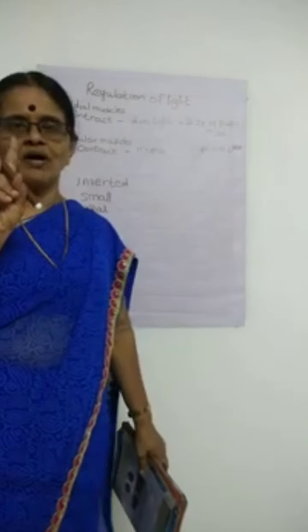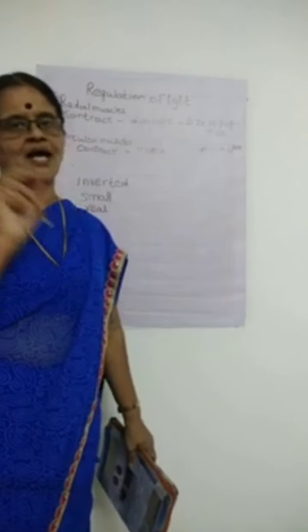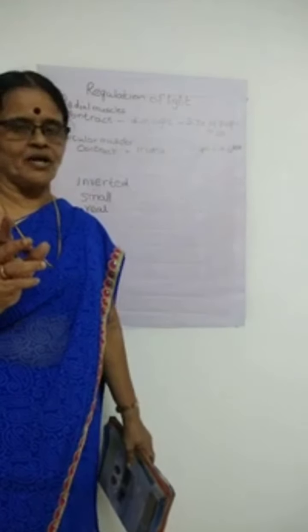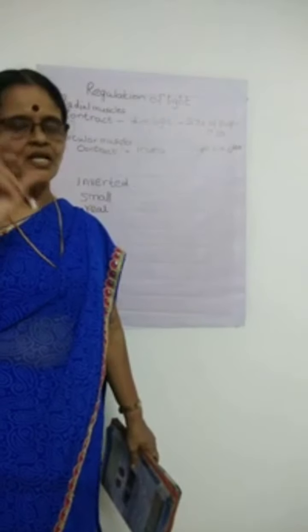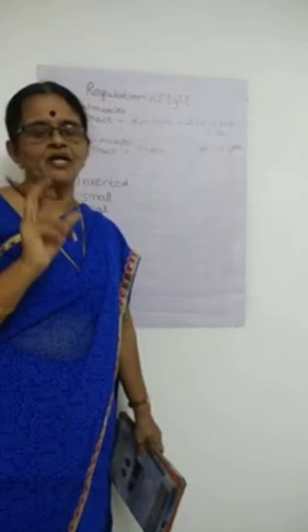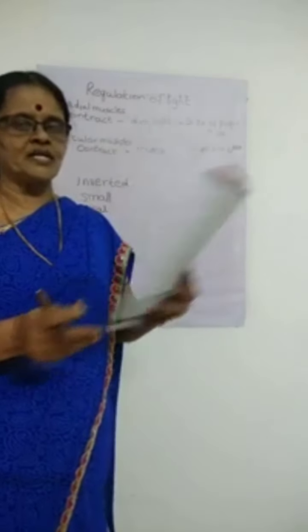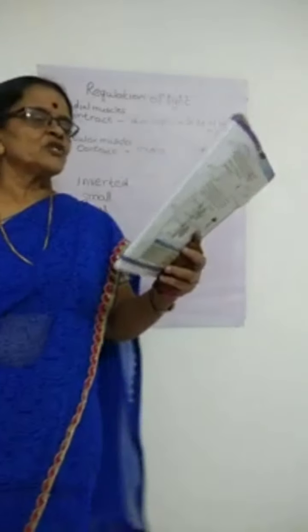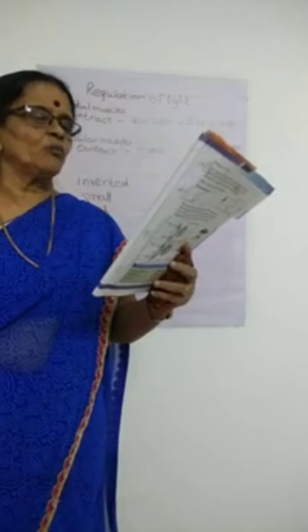So we have two parts which regulate the intensity of light, that is the pupil as well as the iris. Alright. So the aperture in the middle of the iris is called the pupil. So that regulates the amount of light. Now in our text we can see two figures are given. So look at the pictures given there, that is figure 2.2.